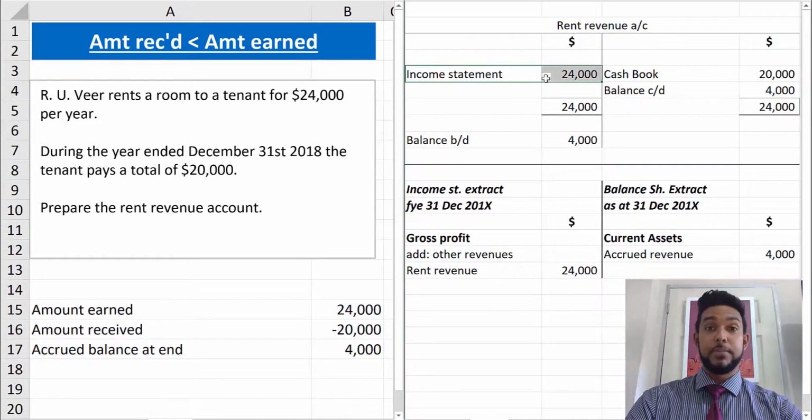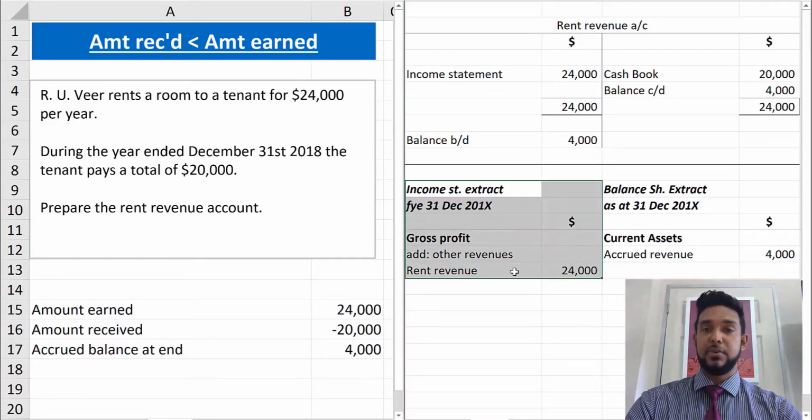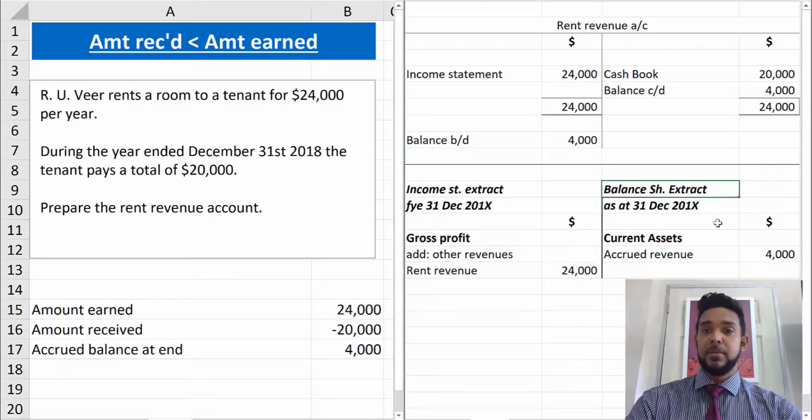So we put the income statement figure, the amount earned, on the debit side of the revenue account. The cash book figure, the receipt, goes on the credit side. We receive less than we were supposed to, which means we have a balance carried down on the debit side, and it's an accrued revenue balance. The income statement extract has the full 24,000 because we need to put in the total amount earned regardless of how much was received. Balance sheet extract, well, we have an accrued revenue, which is the current asset, so we will show that figure in the current asset section.